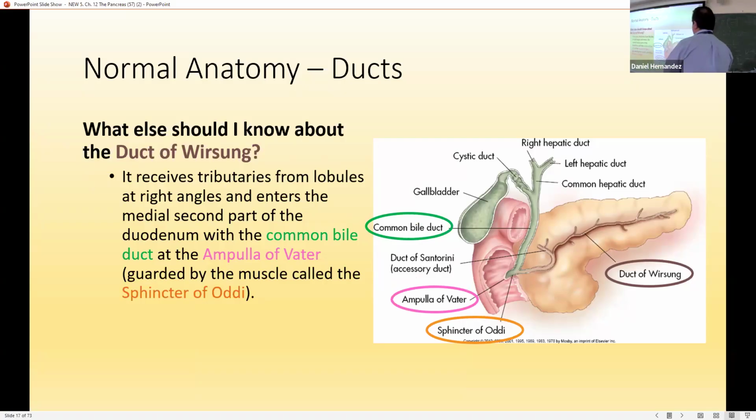So again, what else to know about the ducta Wirsung or the main pancreatic duct? It receives its tributaries from lobules at right angles, enters the second part of the duodenum, where it's joined with the common bile duct at the ampulla of Vater. There's a muscle that actually controls the flow of these pancreatic enzymes and bile. That muscle is known as the sphincter of Oddi.